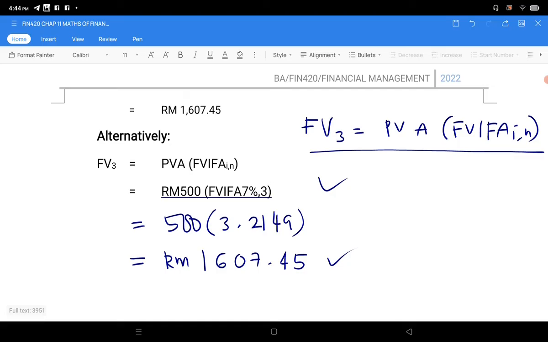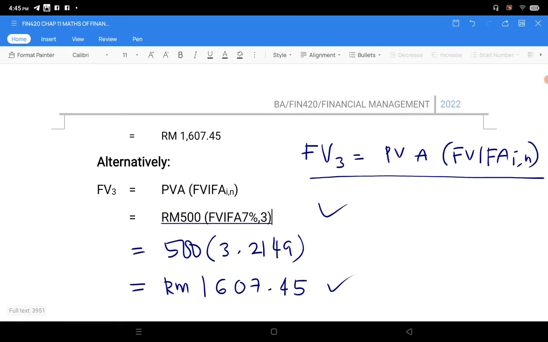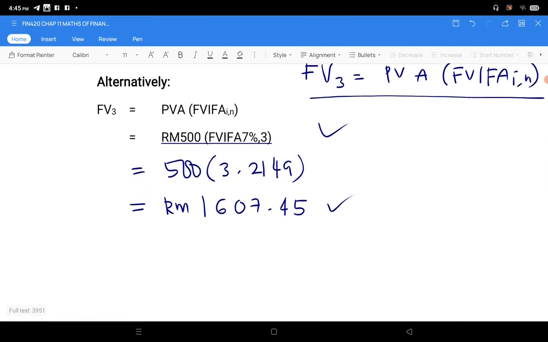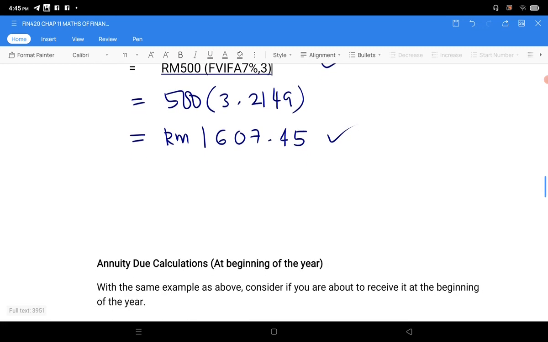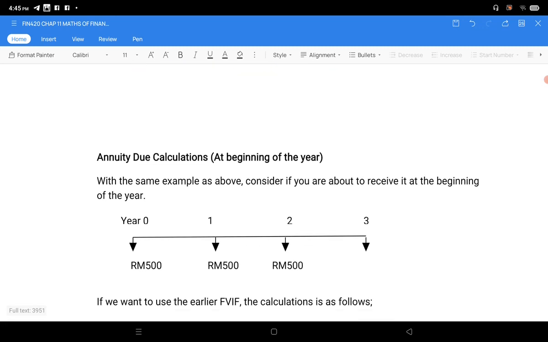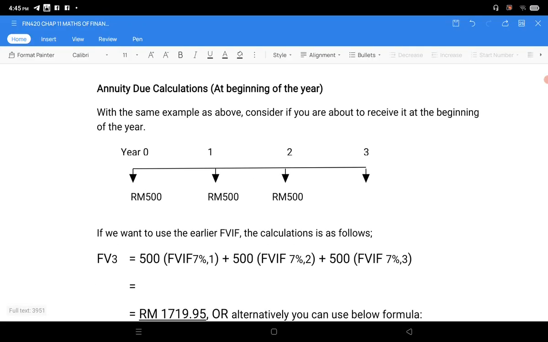Okay, so ini adalah untuk contoh annuity. Alright, looking for, especially when we are looking for ordinary annuity lah. So dia bayar at the end of the year. Okay, so nanti saya tunjuk soalan-soalan latihan yang lain. Kita ada satu lagi, iaitu apa berlaku untuk annuity due yang at the beginning of the year. So lebih kurang saja. So I'm showing you in the next video.